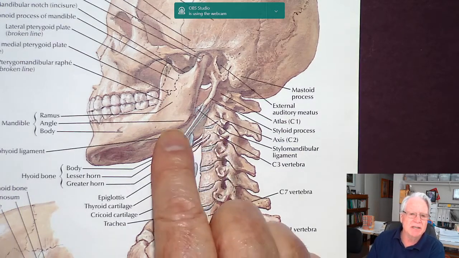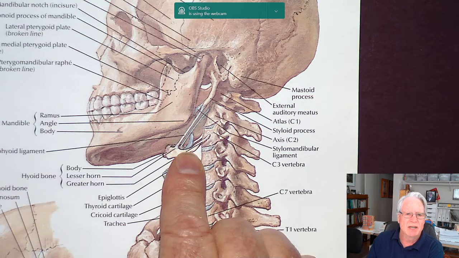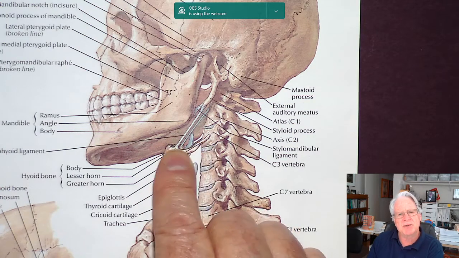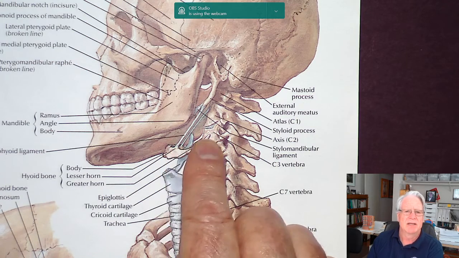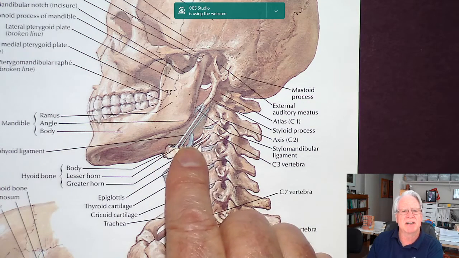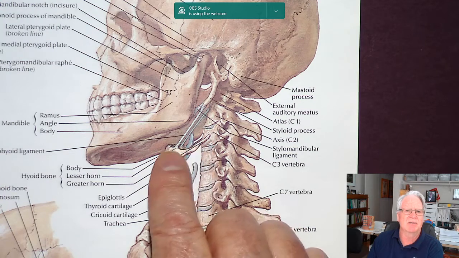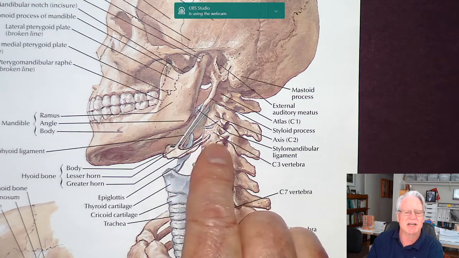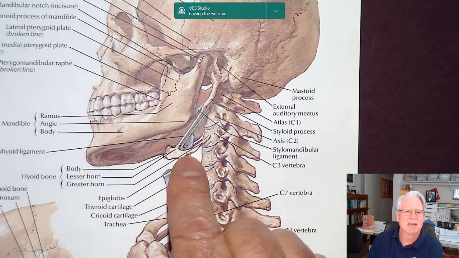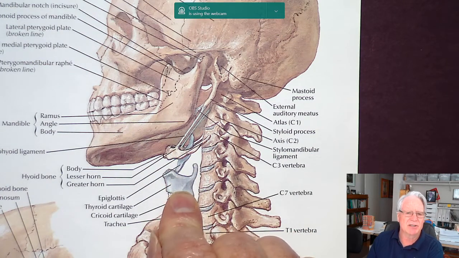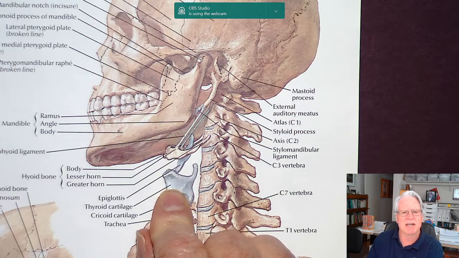It is completely surrounded by soft tissue. This is the only bone in your body which is not connected to another bone. Okay? It's the only bone in the human body which is not articulating with another bone. It sits by itself in soft tissue. And what it does is it anchors the tongue and hangs the larynx from the bottom of it.